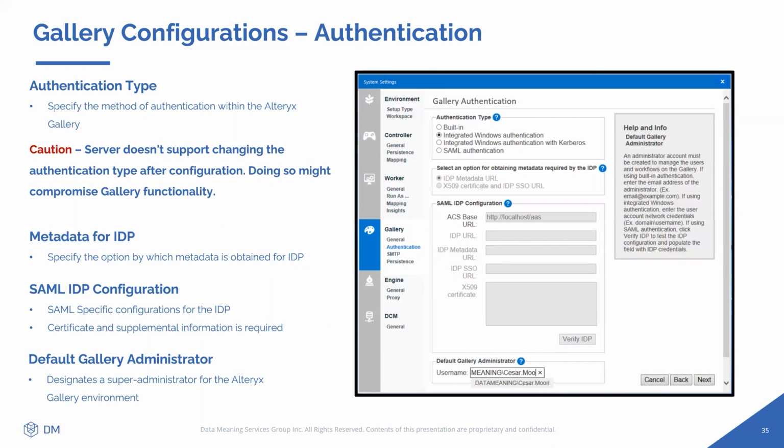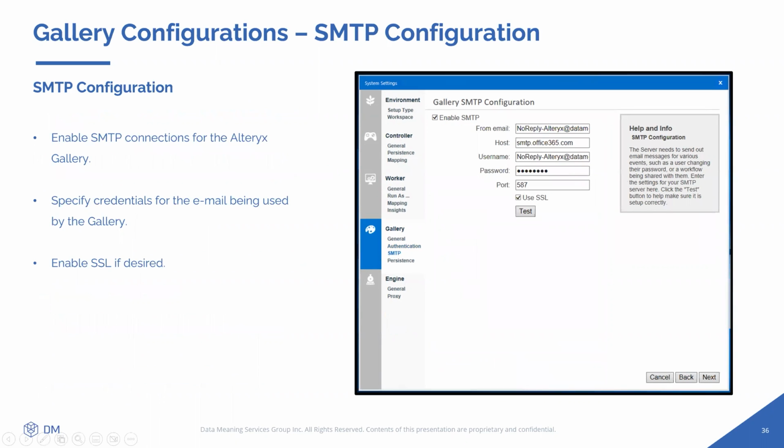So next, we can designate the super administrator for the Alteryx Gallery environment. If you have chosen the integrated Windows authentication like this one that I have here, then the account type will be auto-completed as you type. So this just got into my ID and got my user right here.